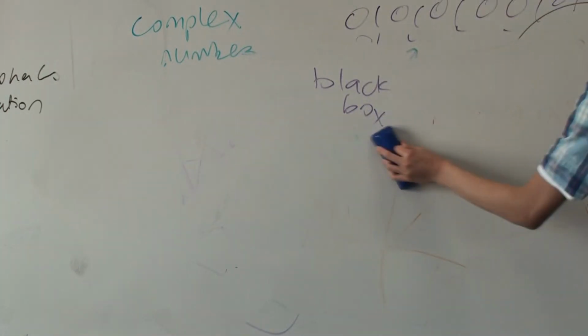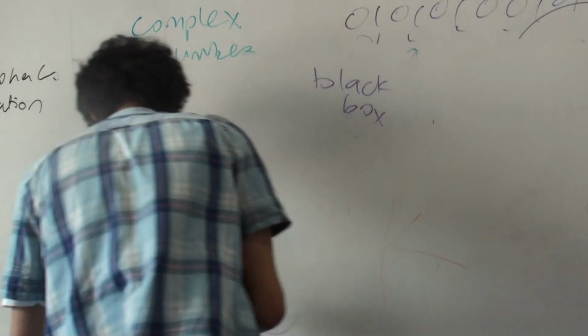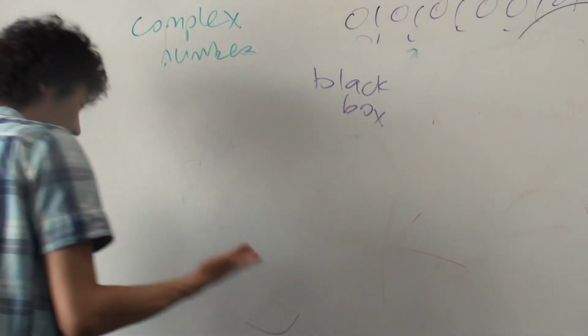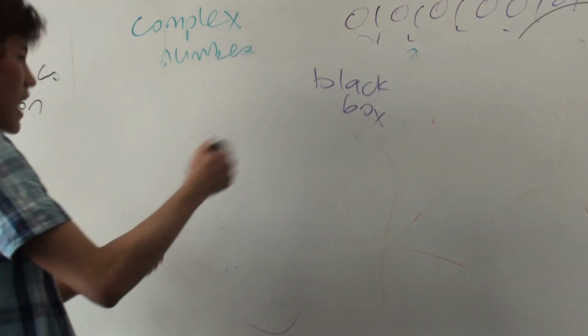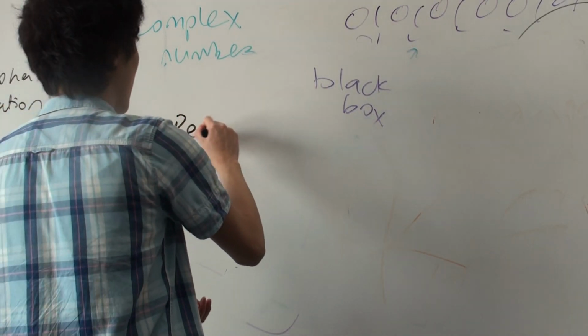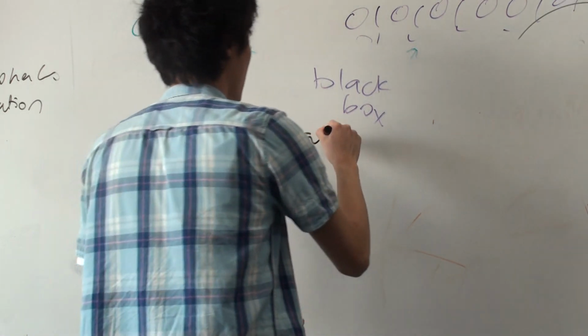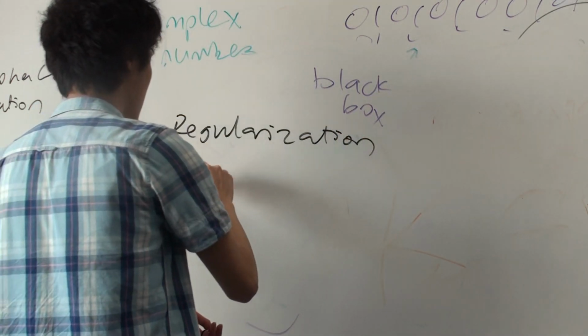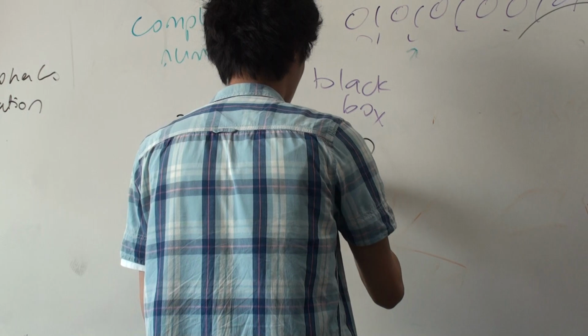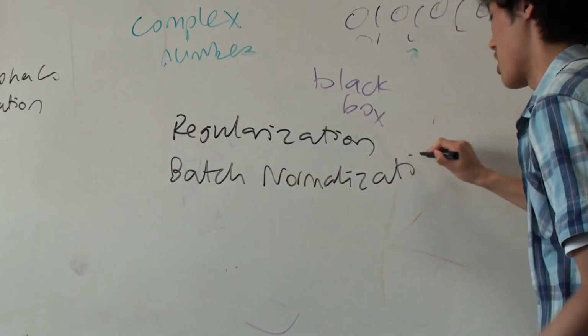And finally, the most important stuff for machine learning, the things which make machine learning work currently in the modern world, are regularization and batch normalization. Oh, and also dropout.